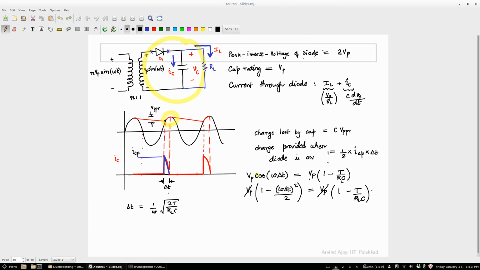So how many of you finished this calculation? What were we trying to find out? I wanted to find out what is ICP. How many found out what ICP is? What is ICP?